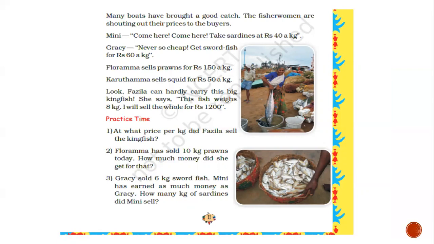Look, Fazela can hardly carry this big kingfish. She says, this fish weighs 8 kg. I'll sell the whole for rupees 1200. Practice time. We'll begin with the practice time. First part. At what price per kg did Fazela sell the kingfish? If 8 kg of kingfish is rupees 1200, to find out 1 kg of kingfish, how much money will she sell it for? So we'll divide rupees 1200 by 8.